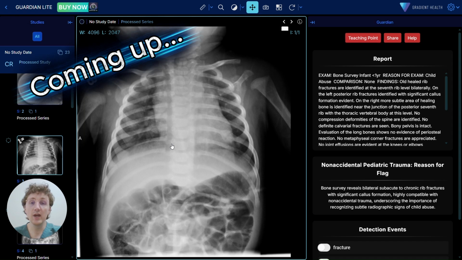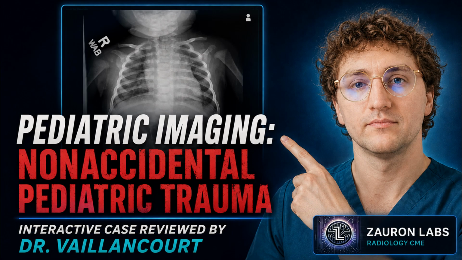We're worried specifically here about crush type injuries around the chest. That could be scapular fractures, spinous process fractures, sternal fractures, and rib fractures of different ages.